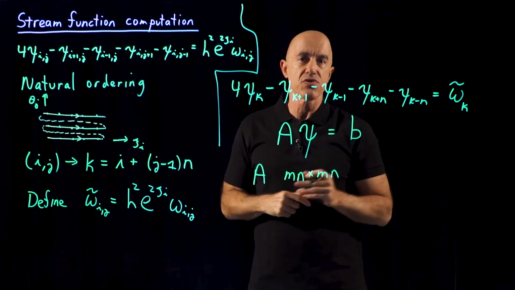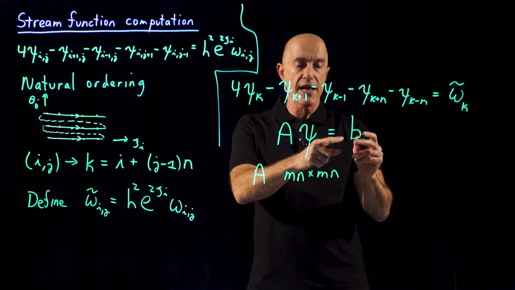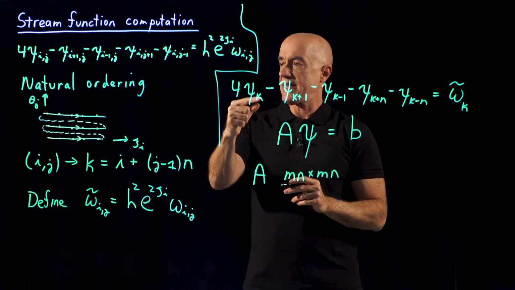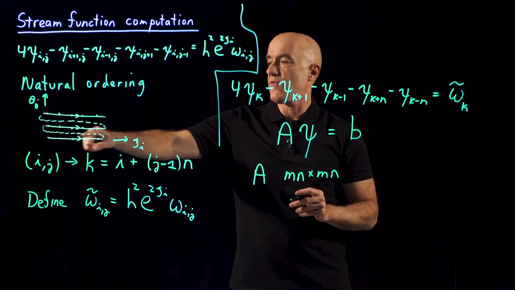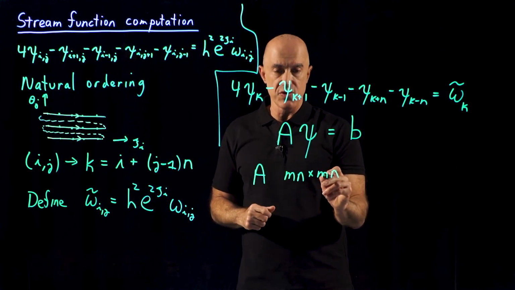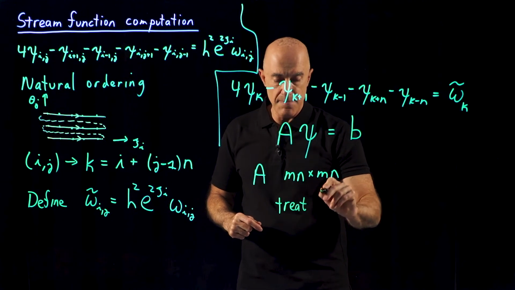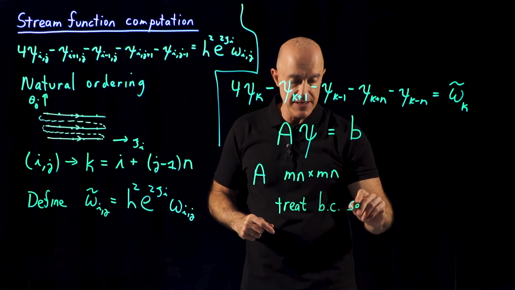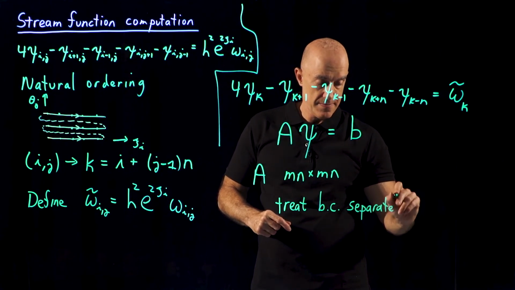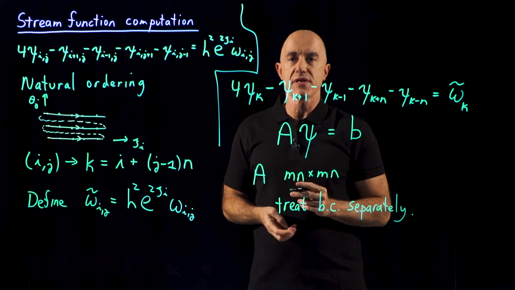But we have to treat boundary values differently. So we have to adjust this matrix A and this right-hand side B so that we enforce all of the boundary conditions when k lies on the boundaries. So that's the 4 sides of our grid. So this is true. We get the matrix from here, but we need to treat the boundary conditions separately. Okay? We need to enforce the boundary conditions in the matrix equation.